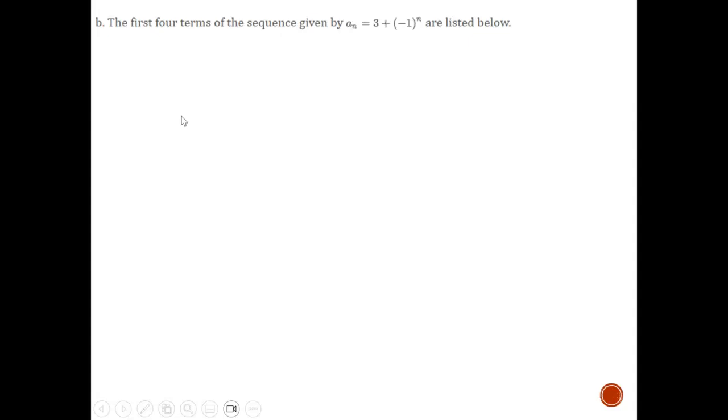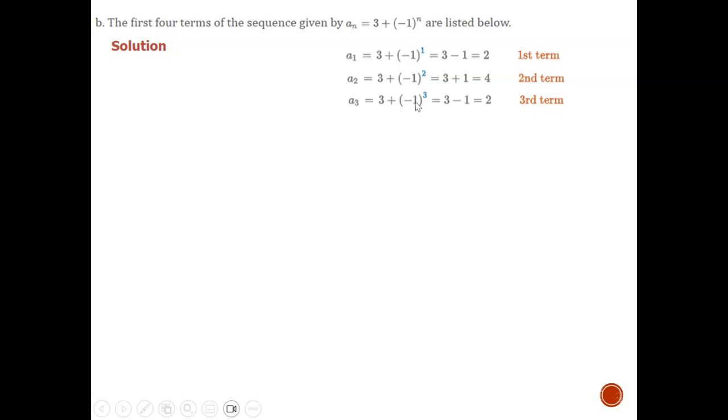Now this is part B. The first four terms of the sequence given by an = 3 + (-1)^n are listed below. To start, a1 means I'm going to plug in 1 where the n is. So 3 plus negative 1 gives us 2. For a2, I plug in 2 where the n is. So it's 3 plus (-1) squared, which is 3 plus 1, which is equal to 4.